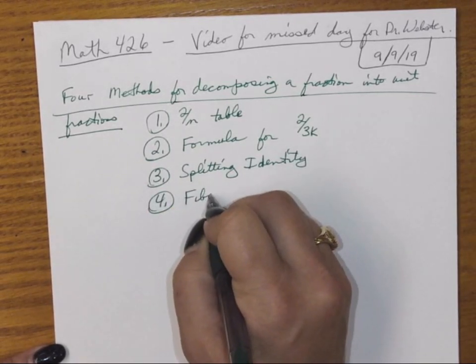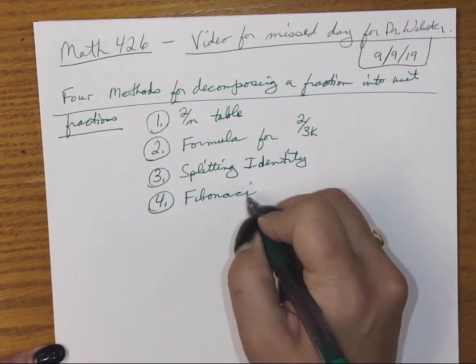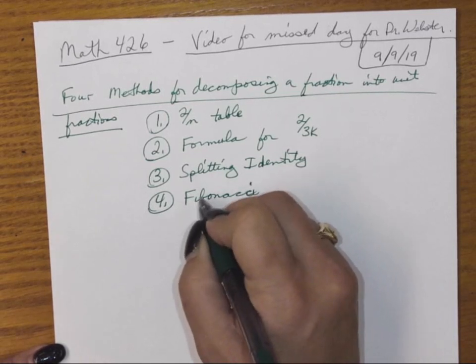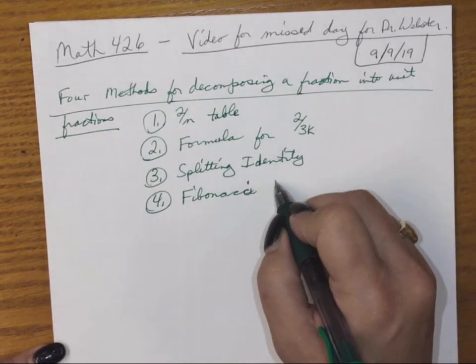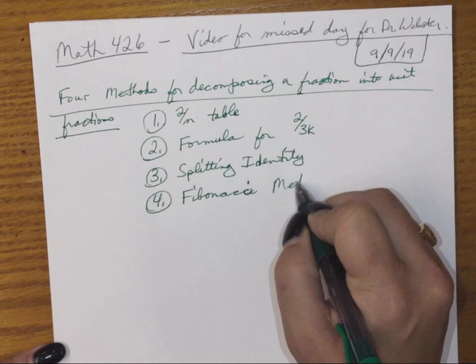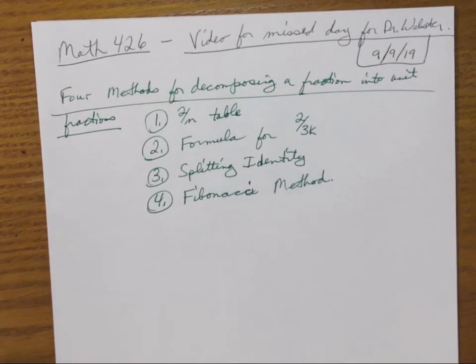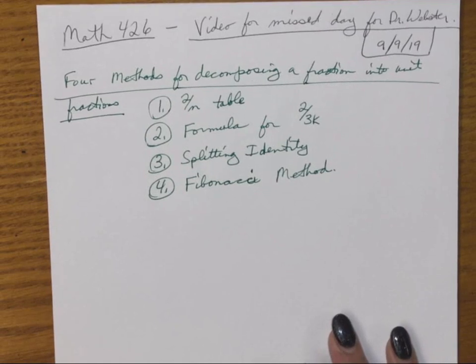So some of the homework in the book actually asks you, oops, Fibonacci has 2 C's, it'll say, okay, you use the Fibonacci method to do this problem. You use the splitting identity to do this problem. So some of it says do it in multiple ways. Some of it says just use this one. So whatever the book says in the homework, that's how I want you to do it.